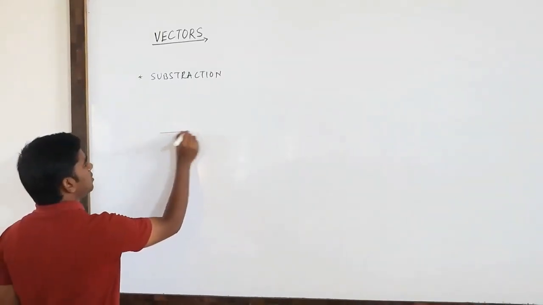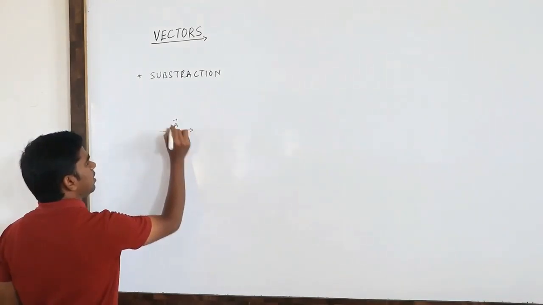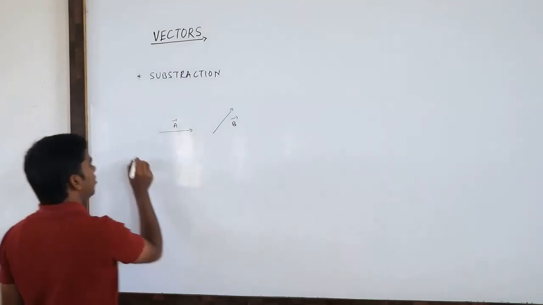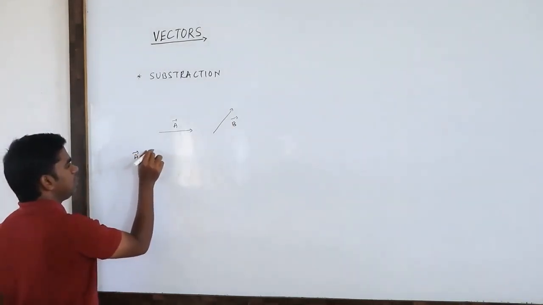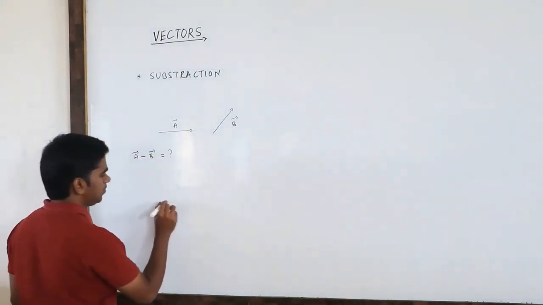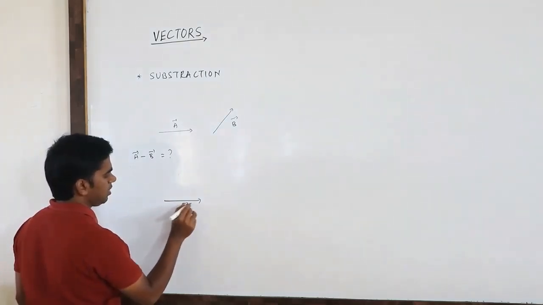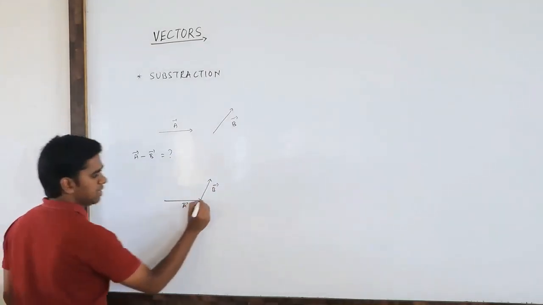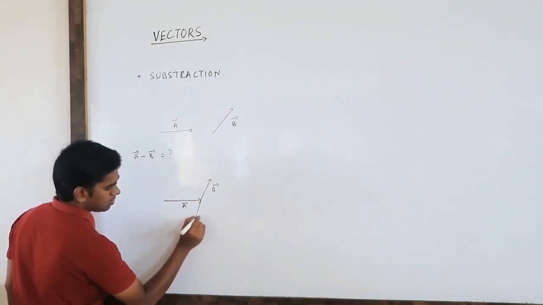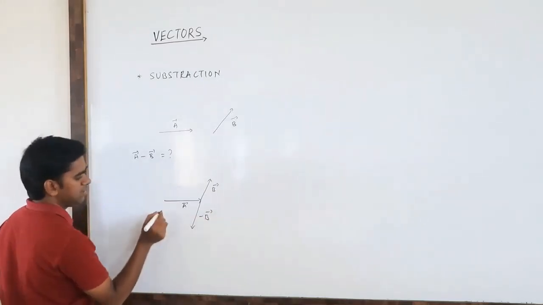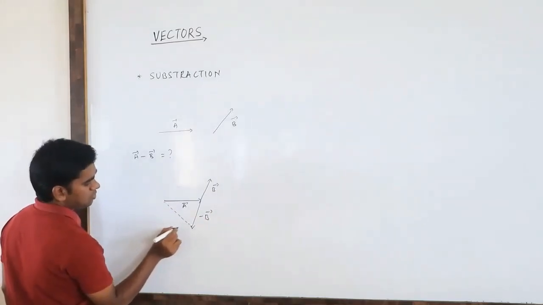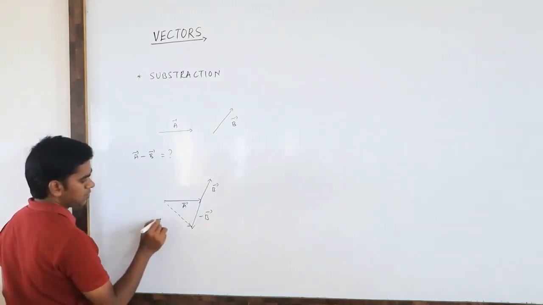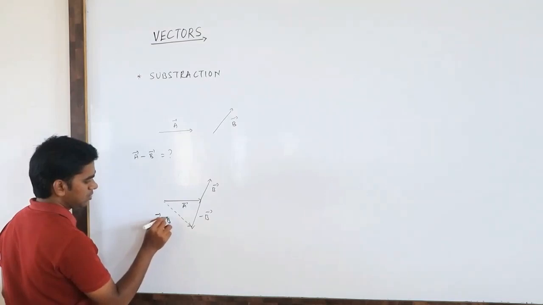Suppose I have vector A over here and vector B over here. If I want vector A minus B, what will I do? This is vector A. This is vector B. So I will take B over here, so that will become minus B. I will join this one. So this will be in this direction, meaning the opposite direction. So this is vector A minus vector B.